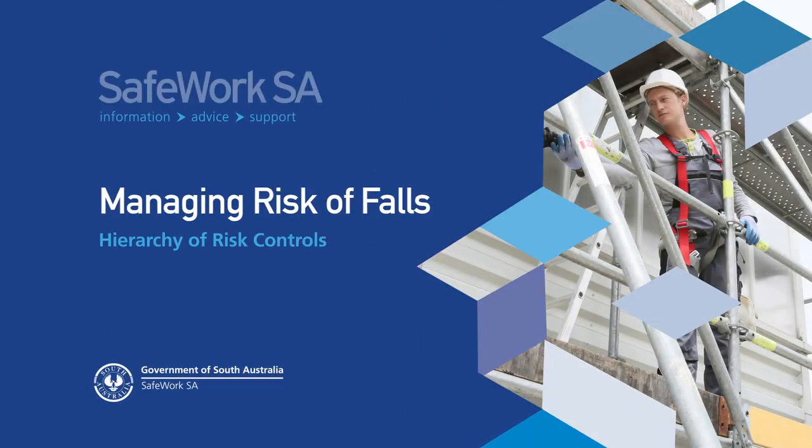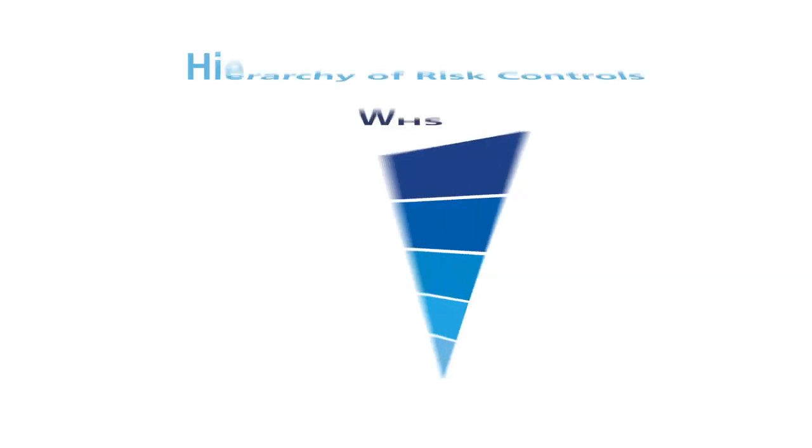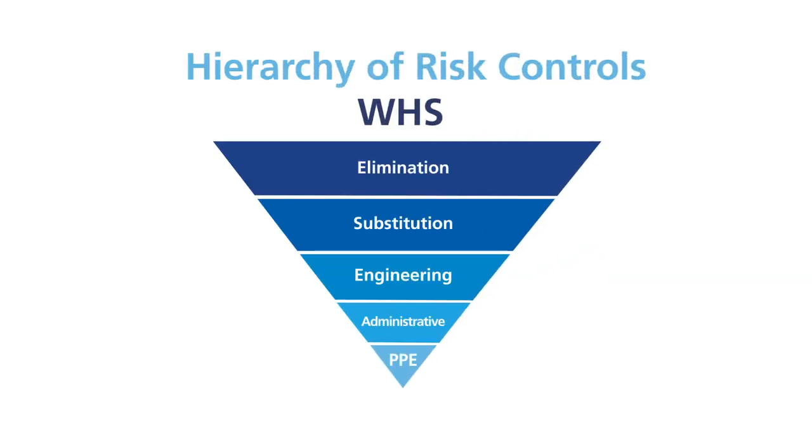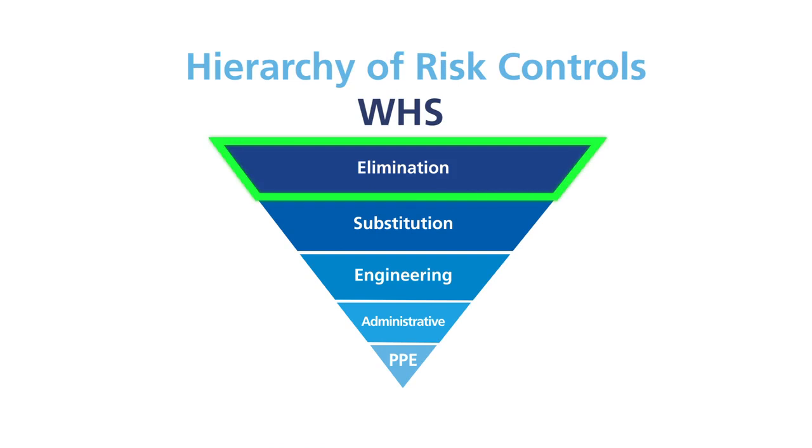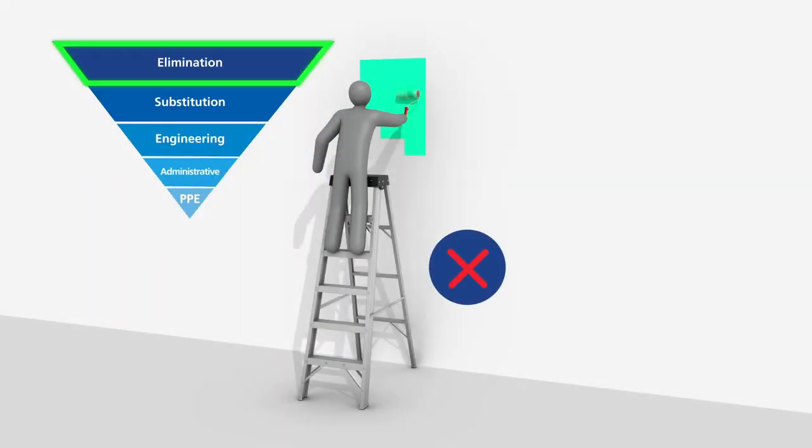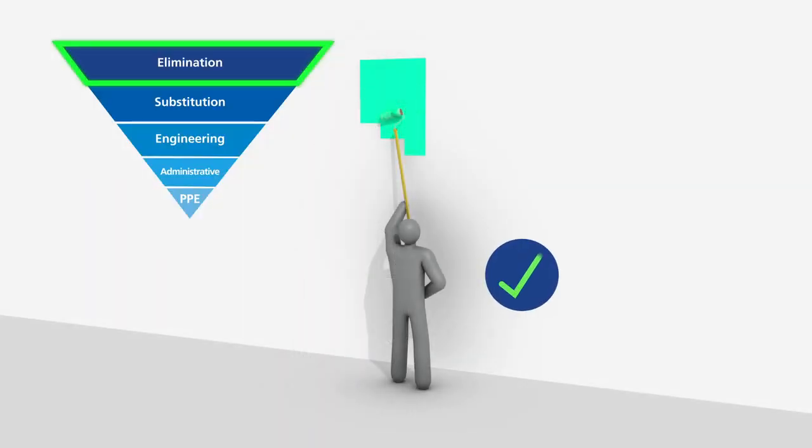Welcome to SafeWork SA series on managing risk of falls. The regulations on falls aims to prevent deaths and injuries. The hierarchy of risk controls set out the order of managing those risks, starting from eliminating the need to work at height. This removes all possible risks of falling.